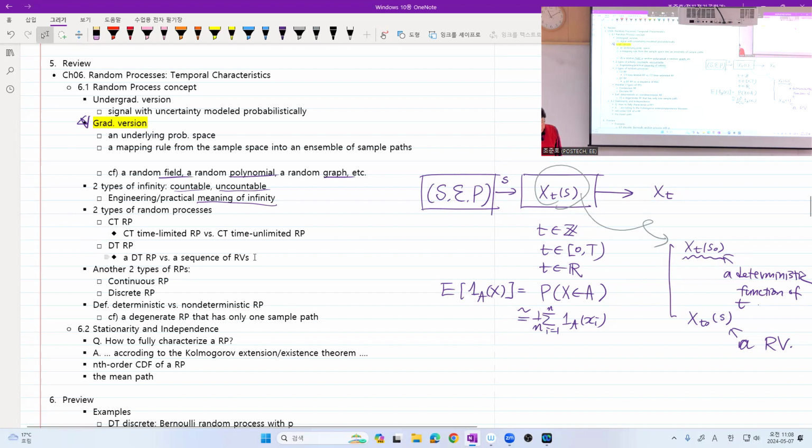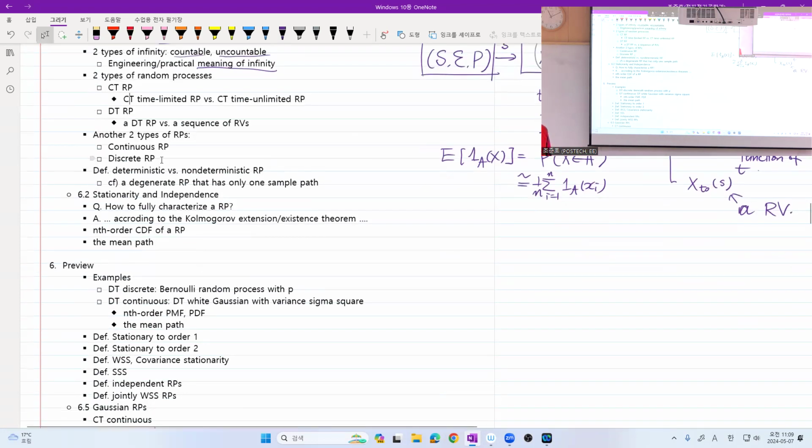Okay. So we have just classified random processes as continuous parameter random processes and discrete parameter random processes. However, each random variable may be a continuous random variable or a discrete random variable. So we have 2 times 2, 4 classes of random processes: continuous time, continuous random process; continuous time, discrete random process; discrete time, discrete random process; and discrete time, continuous random process. And we've also seen some examples.